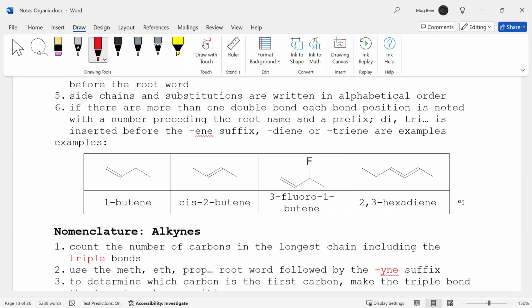So when I see 1-butene, I think several things. First off, I think 4 carbons. Then I think there's a double bond. And then I have to think to myself, well, it's butene. So the double bond can be between carbon number 1 and 2 or carbon number 2 and 3. What about between carbon 3 and 4? Because that's really carbon number 1 and 2. Okay. So I can put it between 1 and 2 or 2 and 3. And so I've got 1-butene there.